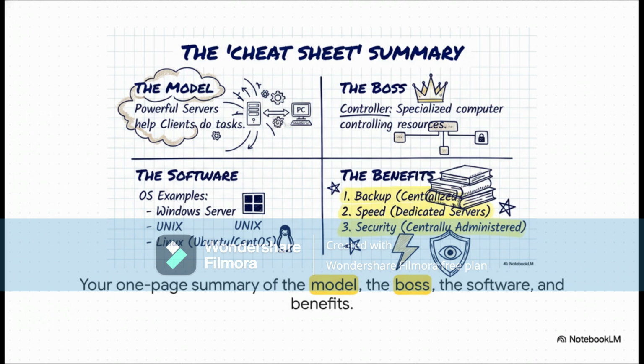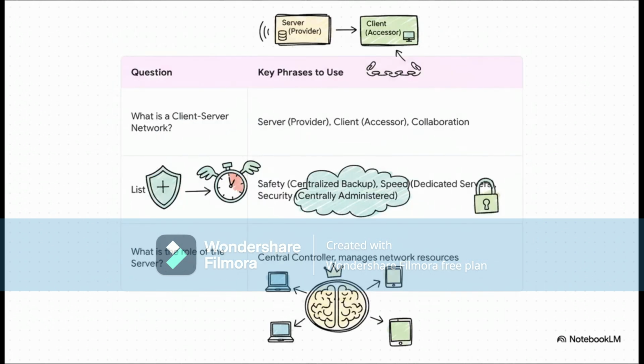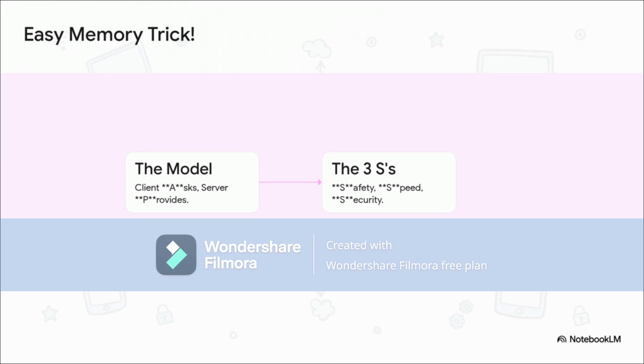And to help you even more, here are some typical exam questions and the exact keywords that will get you top marks. So if you're asked for a definition, make sure you use server provider and client accessor. If you're asked for the advantages, you're going to want to use those key phrases for safety, speed, and security. This table right here is your guide to a fantastic answer. And hey, if you need a super simple way to remember all of this, I've got a great little memory trick for you. For the model, just think the client asks and the server provides. Simple, right? And for the benefits, just remember the 3 S's: safety, speed, and security. It really is that easy.